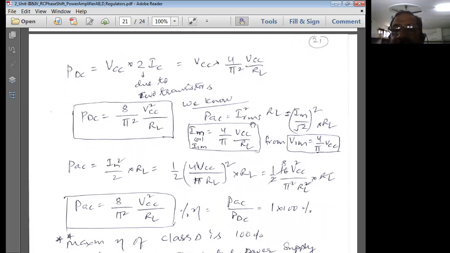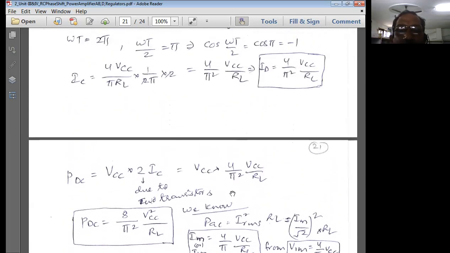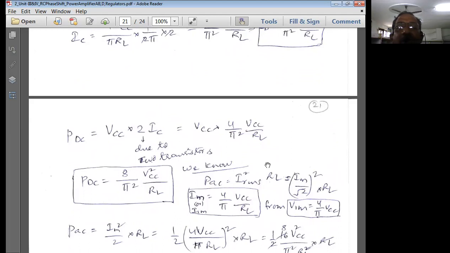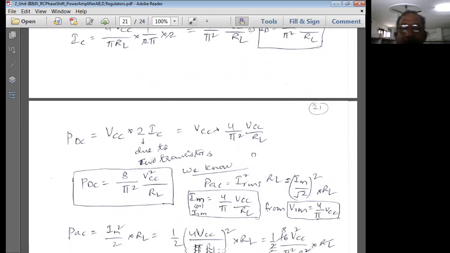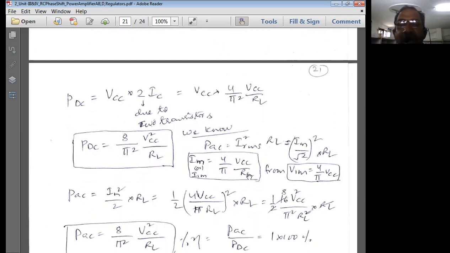What about the AC power? It is IRMS square into RL, the general formula. IRMS is nothing but IM by root 2. What is IM? IM is nothing but, as derived, 4 by pi, single IM, so 4 by pi VCC by RL. That is the half-wave rectified input current. So 4 by pi into VCC by RL is nothing but the magnitude of the maximum current.